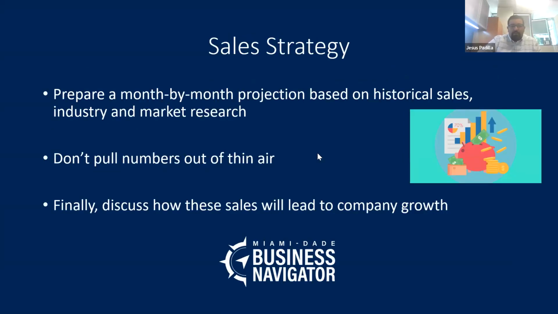With a sales strategy, this is where you can have those projections based on historical sales, industry, and market research. Don't pull these numbers out of thin air. Discuss how these sales will lead to company growth. This also helps by having those historical trends, such as when is the peak season and when is the low season. Perfect example, back to school. If I'm a school uniform storefront, I know that my sales are going to skyrocket in July, August, and a few in September, but not so much. So you see a trajectory, but sales are going to go down in November, October, January. So right there, you have to have good historical trends in terms of the market research.